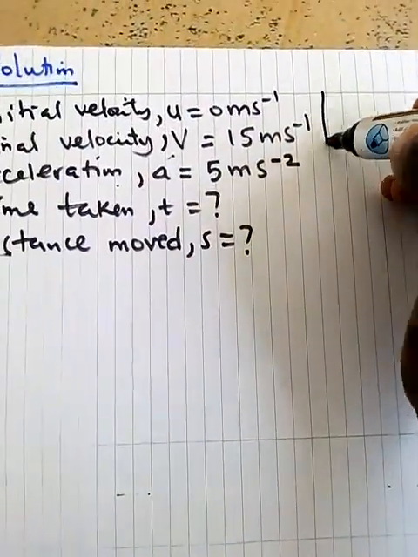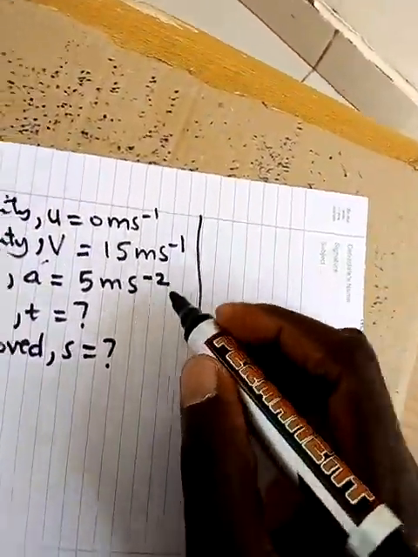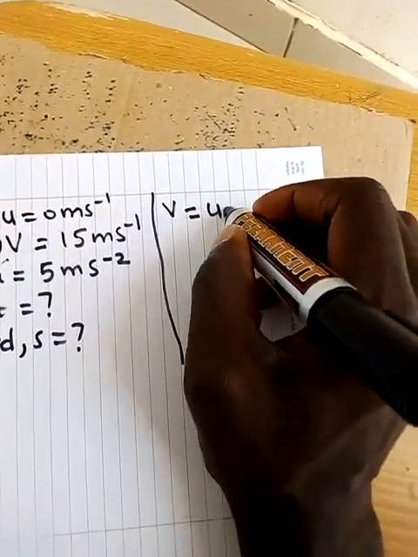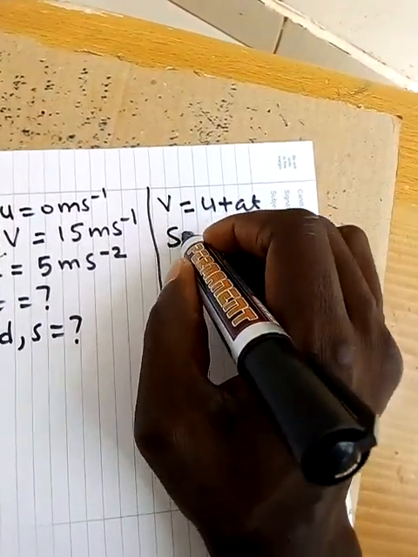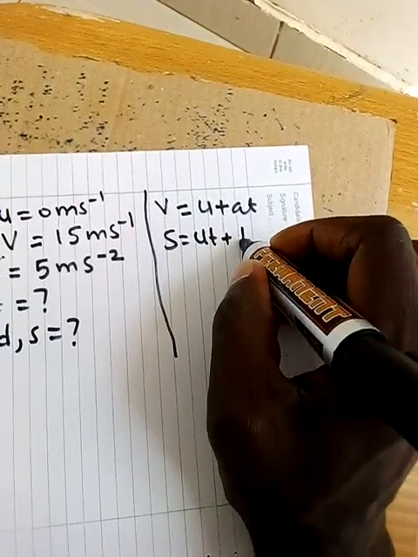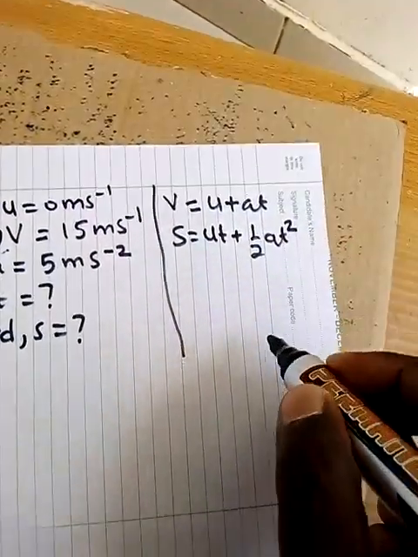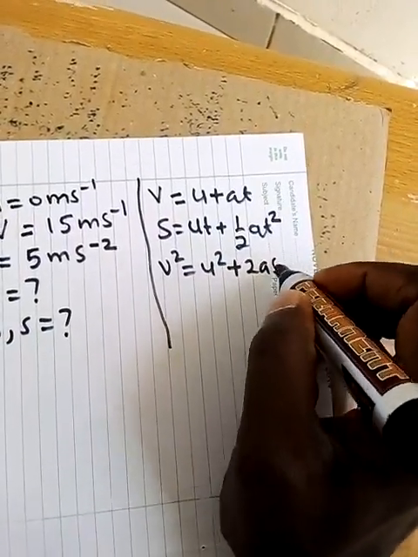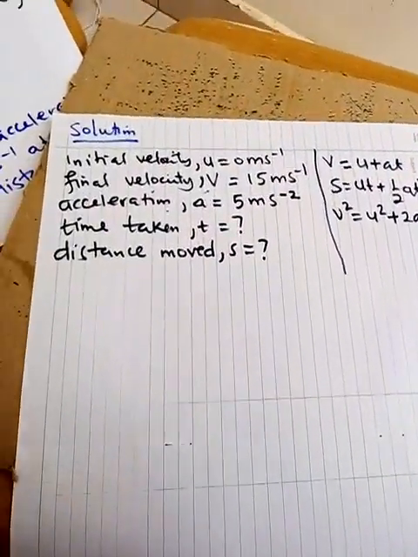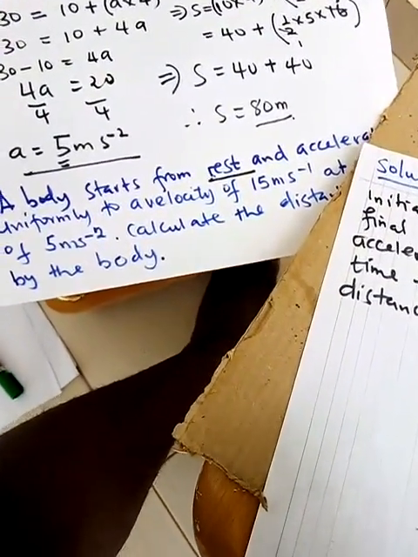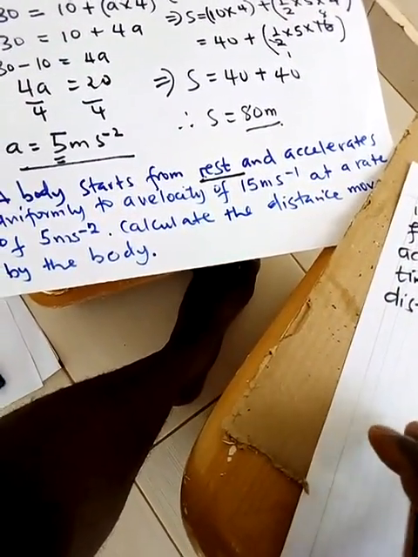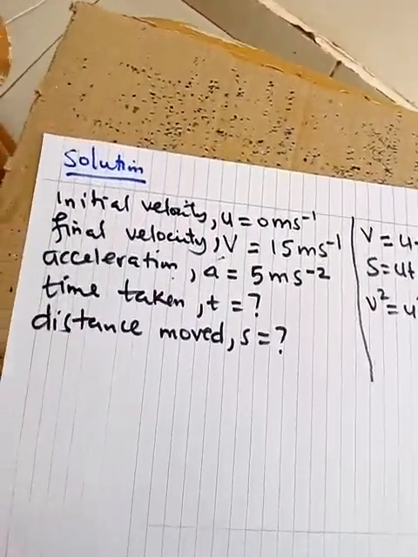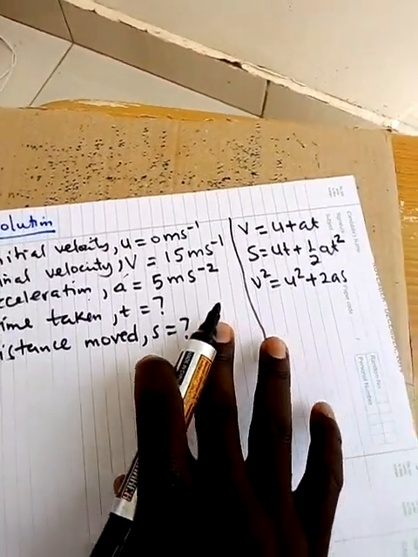But remember, we must remind ourselves about the equations themselves. We can have V is equal to U plus AT. You have S is equal to UT plus half AT squared. We also do have V squared is equal to U squared plus 2AS. Now, in accordance with the question, they want the distance moved by the body, and this is exactly what we have that is given.